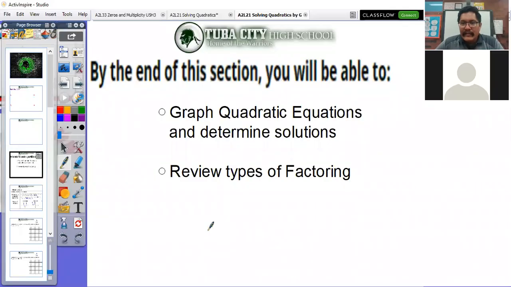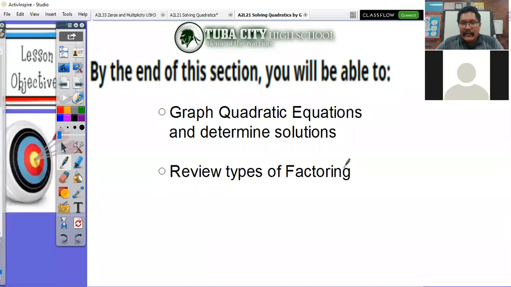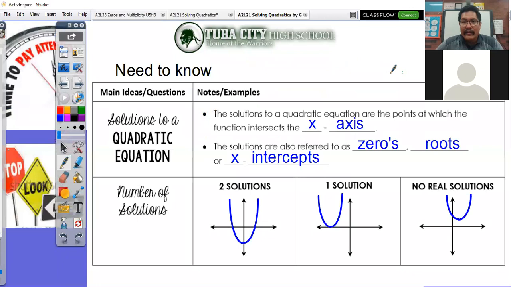So what we're doing today is we are going to graph quadratic equations to determine the solutions of the quadratic equation. And we are also going to review types of factoring. So there are different kinds of factoring. Now it's called review because ideally you should have done factoring while you were in Algebra 1, but I know it's been a while, especially with all the crazy stuff going on. It may as well just be a whole new lesson, but we'll try to get through this.